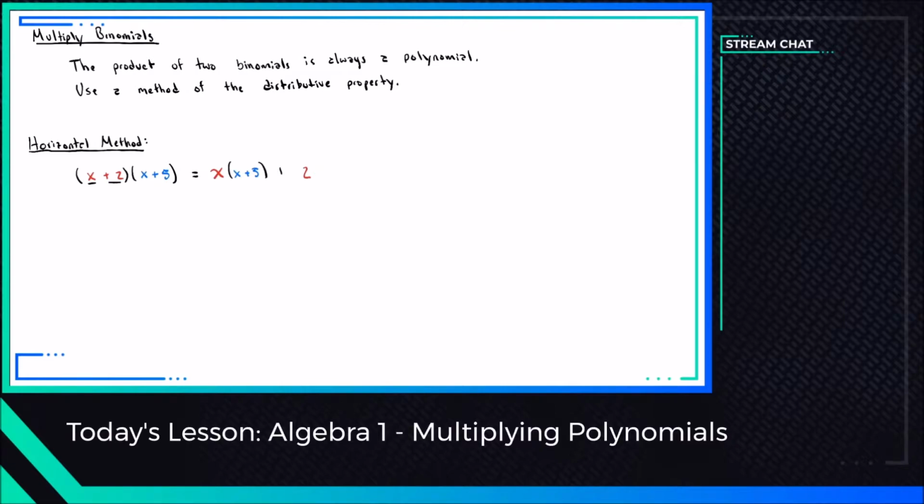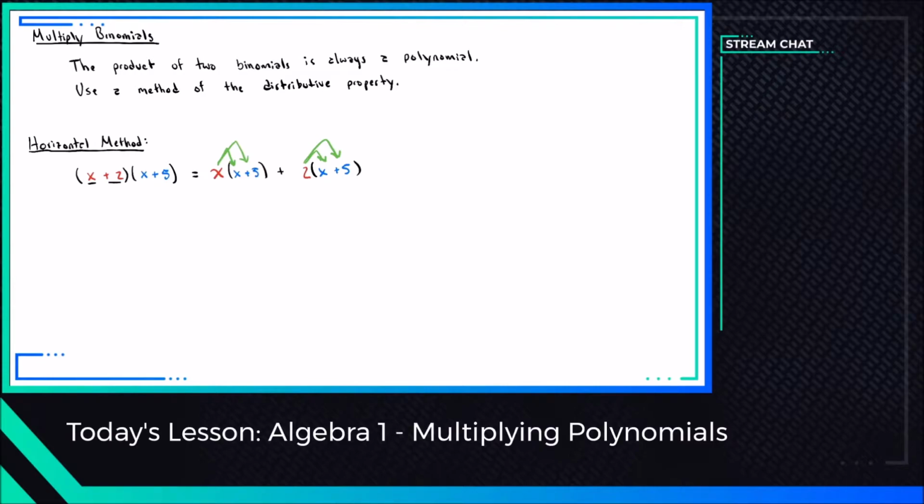Oops, backed up way too far there. So we're going to have an x multiplied by an x plus 5 plus a 2 multiplied by an x plus 5. So basically we just took this x and this 2 and multiplied it across. It's a version of the distributive property. And now we will take this x and multiply it by this x, and we're going to take the x and multiply it by the 5, and then we're going to take the 2 and multiply it by the x, and the 2 multiplied by the 5.